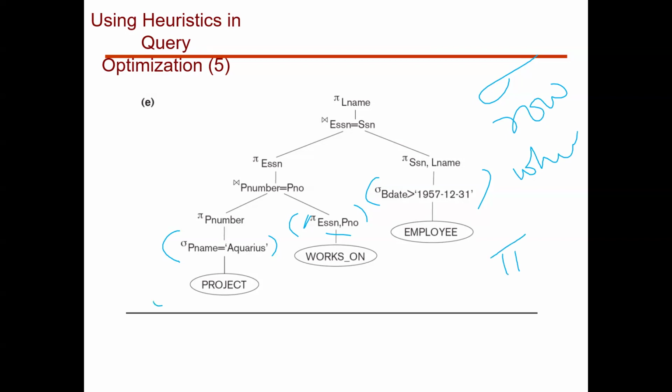So what we're doing here is we have the project, works on and employee tables at the leaves, no change. But here we are applying the where condition, and soon after that we are selecting the project number. So we are saying get me the rows whose project name is Aquarius, and for all of them get me the project number, so that I can also select ESSN and project number, and then quickly compare this here, and it will give me ESSN here.